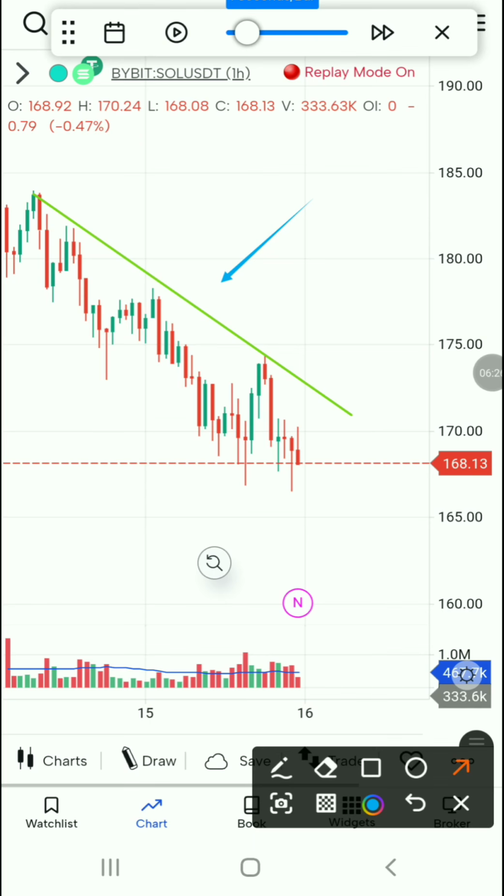As you can see over here, there's touch point A and touch point B. This makes this trend line a valid trend line. All right, this makes this trend line a valid trend line. Now let's see an example of a sideways trend line.